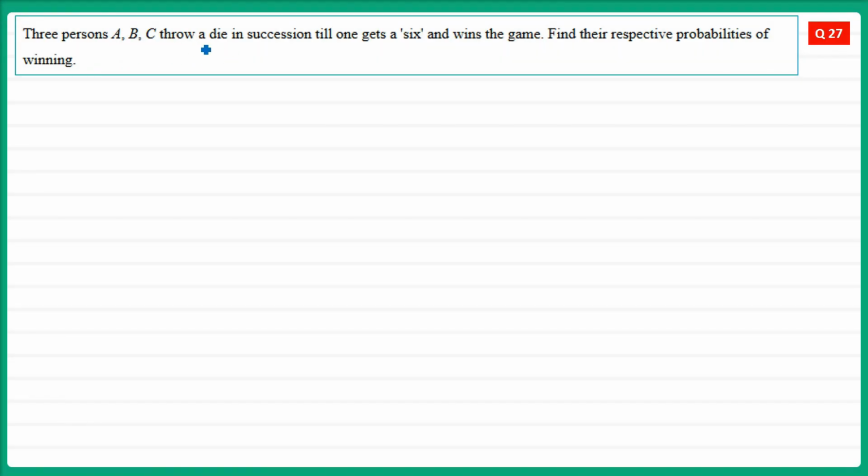3 persons A, B, C throw a die in succession. Now this question you need to understand very well, because the 35th question is exactly like this. So 3 persons throw a die in succession till one gets a 6 and wins the game. There is a die, and 3 people throw in succession. So 1 to 6 can come for the first one, followed by 1 to 6 for the second one, and 1 to 6 can appear for the third one. Whoever gets 6 wins. So how many possibilities are there? 6 is only 1 in 1 to 6. So 1 by 6 is the probability of getting a 6.